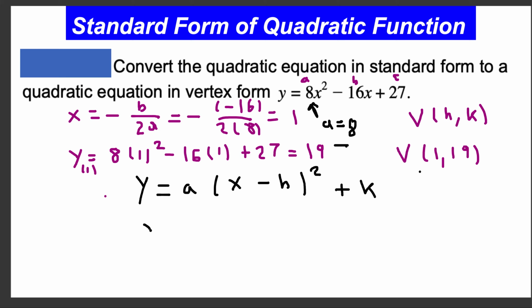So y is equal to, since a is equal to 8, 8 times (x minus 1) squared plus 19. So we have converted from the standard form into the vertex form. You can try this yourself, for example, to see how you can convert it from standard into vertex form, and you can verify that it is easy and it makes sense.